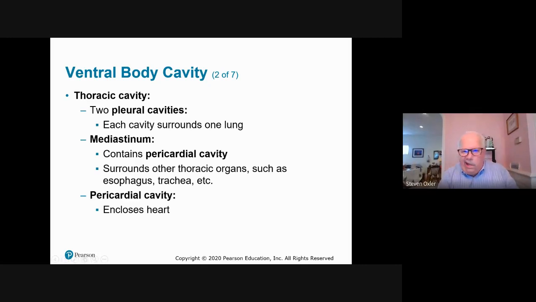This pericardial cavity is in your mediastinum, that is the center of your chest, the mediastinum. It contains the pericardial cavity. This cavity surrounds all of the thoracic organs, such as the esophagus, the trachea, etc. Okay? So there's also a pericardial cavity that encloses the heart. So in the ventral body cavity, in the thoracic cavity, there are a pleural cavity, there's two of them. There's a pericardial cavity also. So the pericardial cavity encloses the heart, but the mediastinum surrounds the other organs of the thoracic cavity.